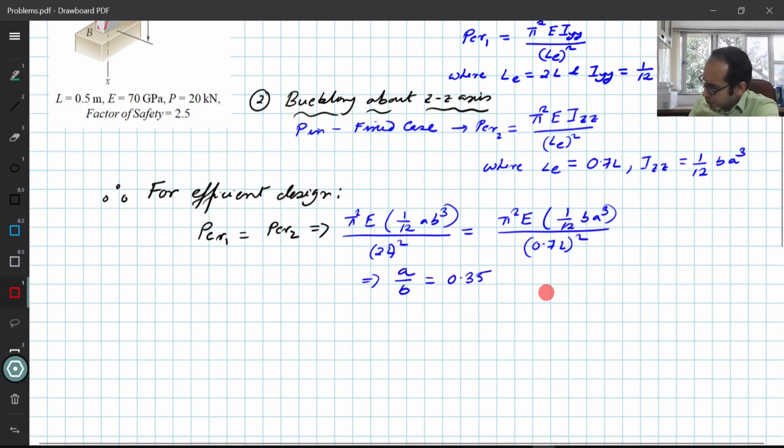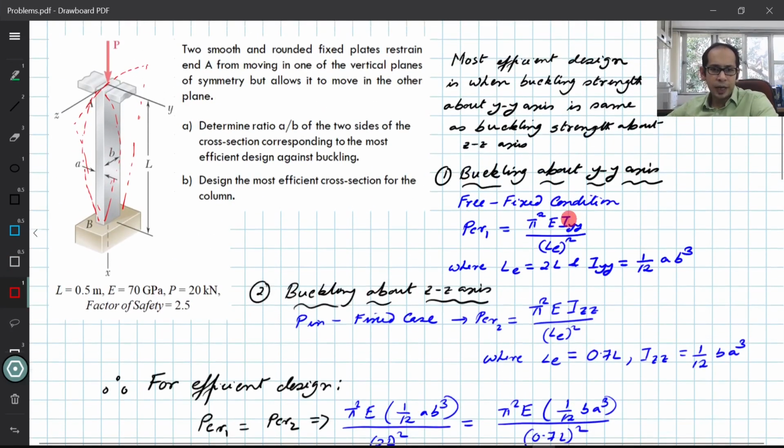So this is what the problem also asks you, what is the ratio of A to B so that you get the most efficient design against the buckling. The only thing we had to make note of is that the boundary conditions were different about both directions, as well as the I's were different. So that takes care of the first part of the problem.